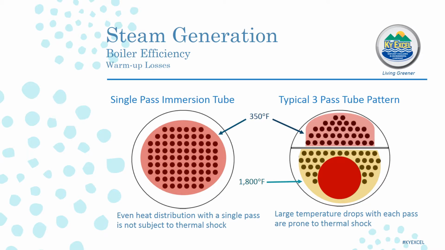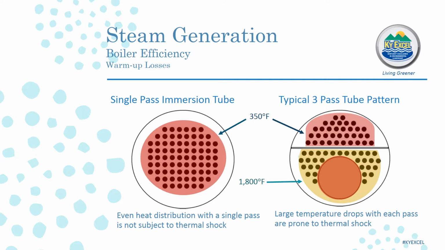In a single-pass immersion tube boiler, each tube absorbs the same amount of radiant heat because a flame directly heats each tube. By flaming each tube directly, warm-up time to steam from 50 degrees Fahrenheit water is often less than 20 minutes for boilers of all sizes.